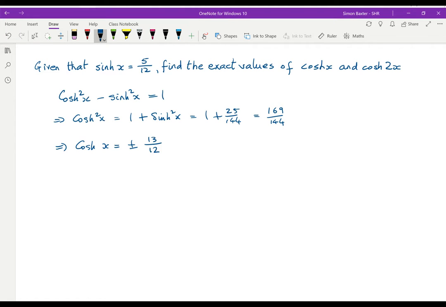13/12. And I expect most of you would have left out the plus or minus, and you would have fluked the right answer. Because cos x, think of the graph, cos x is always greater than or equal to 1. It's never negative. So cos x is greater than or equal to 1 for any value of x. Therefore, in this particular case, cos x is equal to plus 13/12.